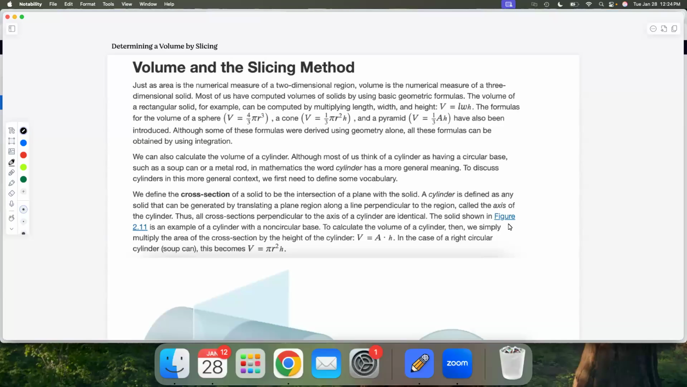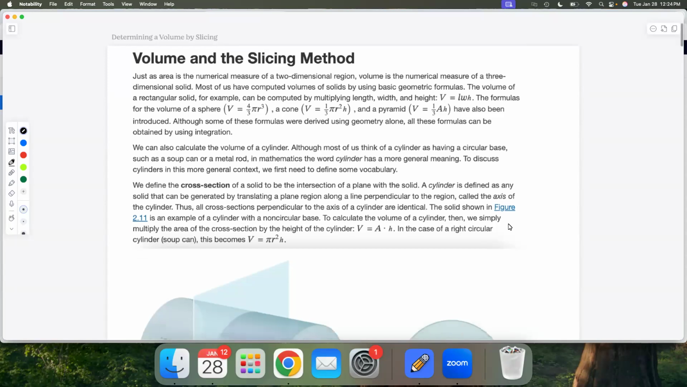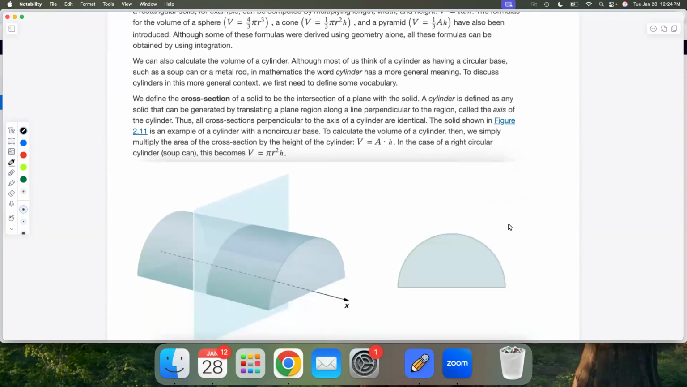Okay, so we're going to start talking about finding volumes of three-dimensional shapes using calculus, using integrals. So the first thing we want to think about are cylinders. Now, when you think the word cylinder, you think what's called a circular right cylinder.